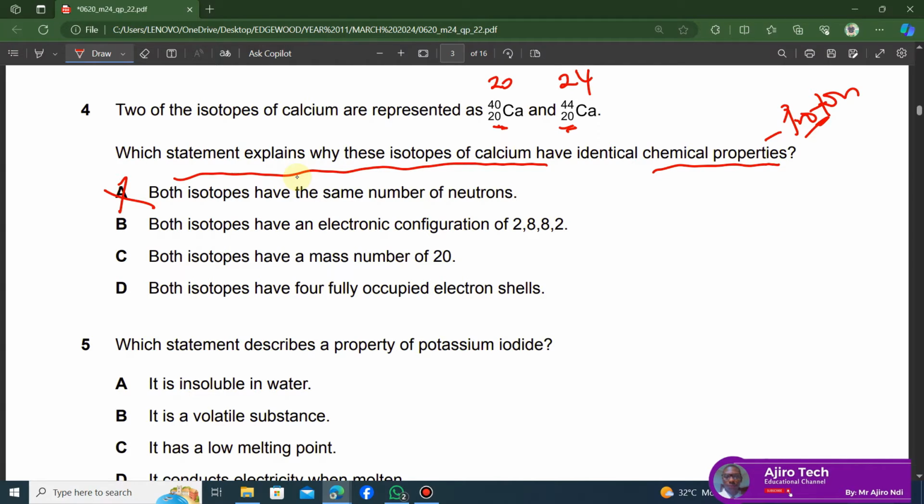Both isotopes have an electronic configuration of 2, 8, 8, 2, so this is 10, 18, 20. Okay, this is quite correct because both of them have the same proton number, so they should have the same electronic configuration. So B is okay.